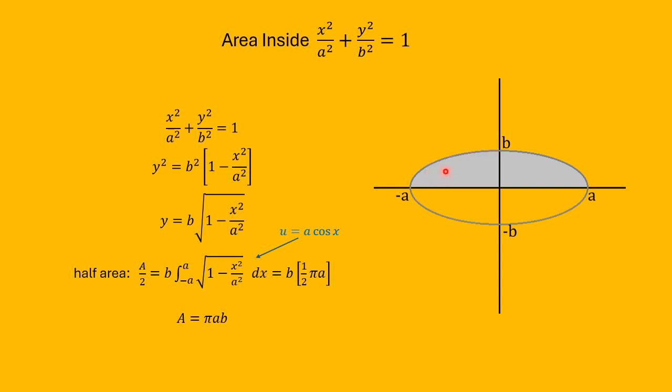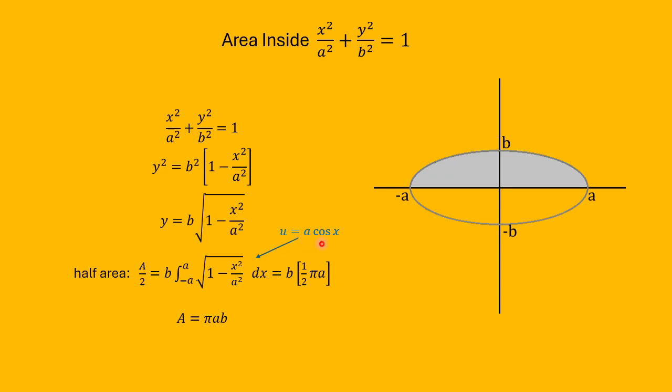So what we'll do is find the area under this part of the ellipse and above the x-axis, this region here that is shaded. So half the area of the ellipse, I'll call it A over 2, is just the integral of this, which is b times the integral from minus a to a of the square root of 1 minus x squared over a squared dx. Now, this requires a trig substitution. That's probably the easiest way to handle this.